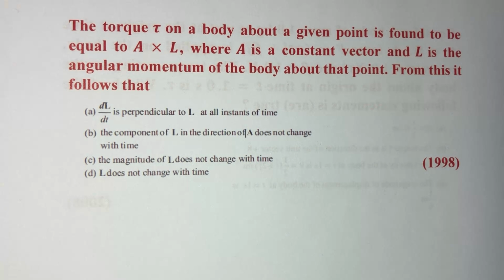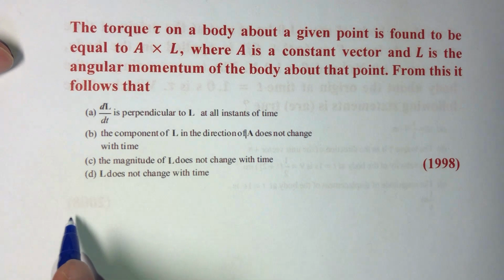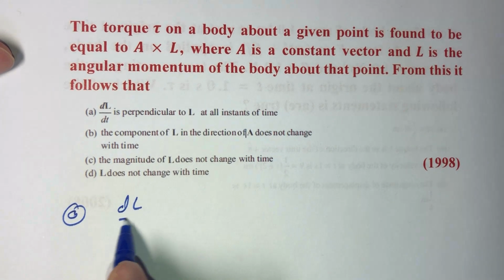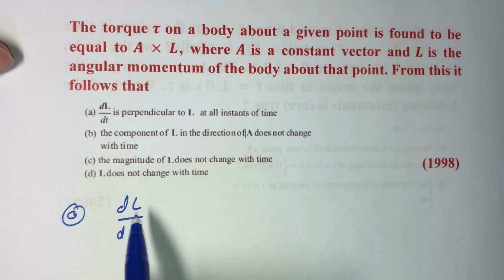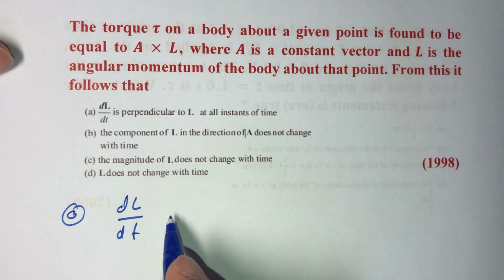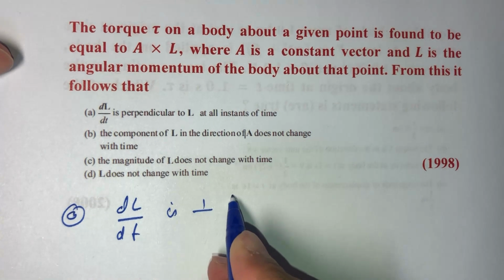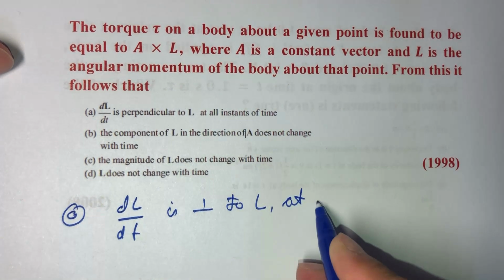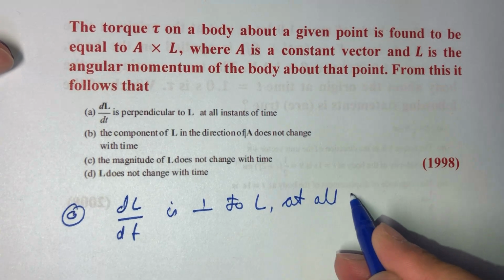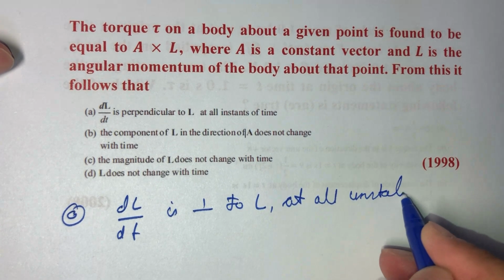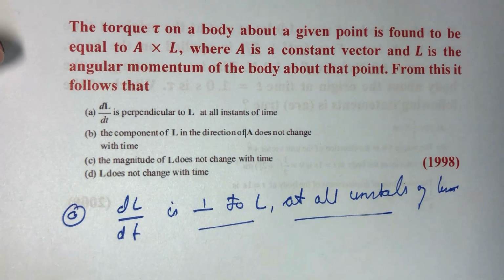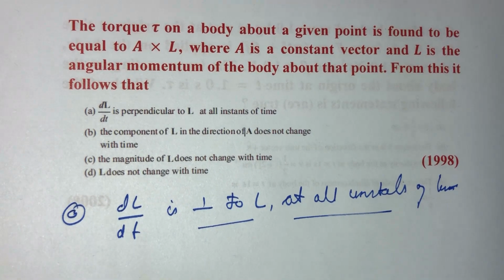Okay. So let us first of all concentrate on the first part, which says that dL upon dt, that is basically the derivative of the angular momentum, is perpendicular to L at all instants of time. Okay. So we have to check this statement.